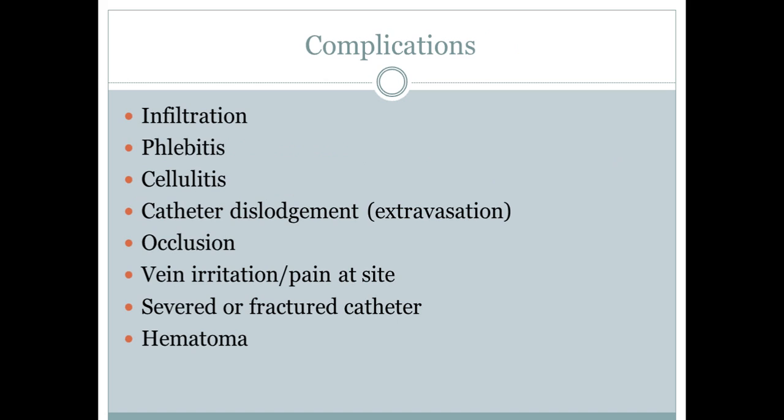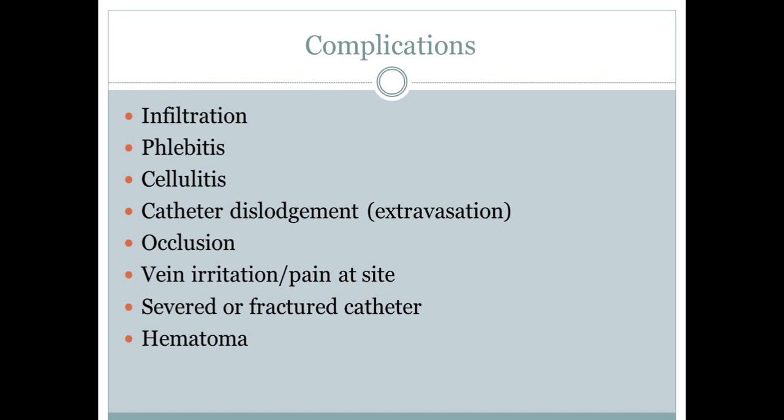Complications of IV therapy, we'll go over this, but Unit 6 is also going to deal with complications. Again, infiltration and phlebitis are a huge one. Cellulitis if you get infection. Catheter dislodgement, the actual medical term for it is extravasation. You might have occlusion, maybe if the IV was locked off and you had a blood clot.